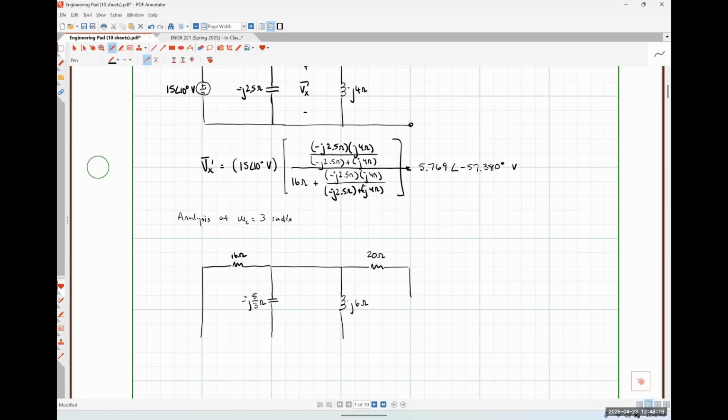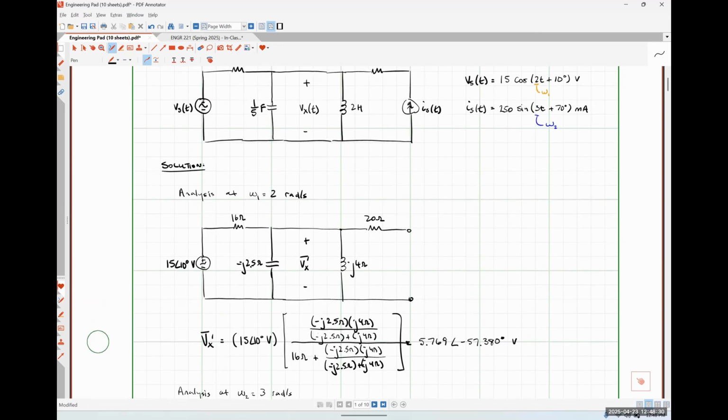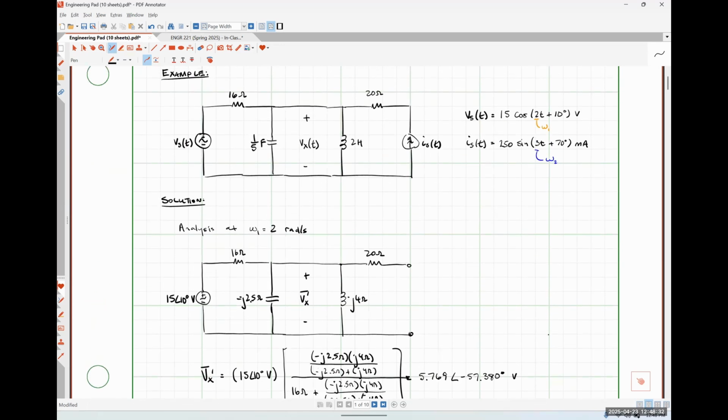And this is going to be my current source. Note that my current source was defined as a sine function, so that means I'm going to have to convert that sine function to a cosine function. That's going to look like 250 cosine 3t minus 20 milliamperes. Then I'm going to convert that into a phasor.